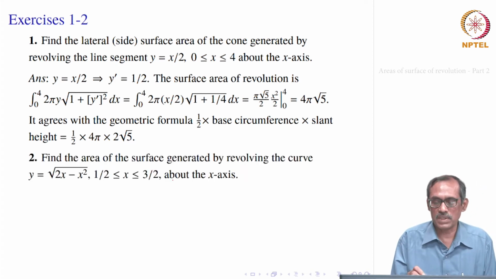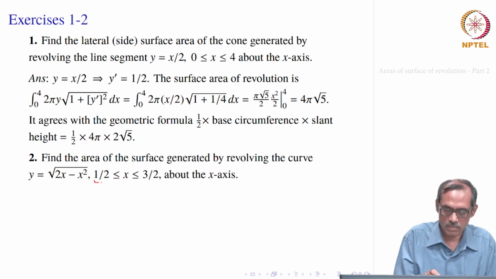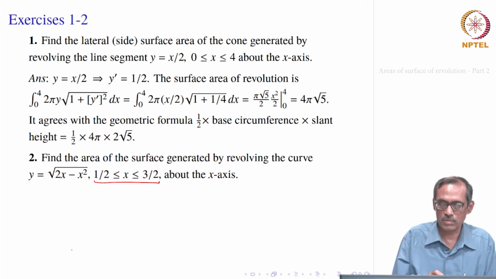Now, find the area of the surface generated by revolving the curve y equal to square root of 2x minus x squared, the portion of the curve which is obtained by varying x between half and 3 by 2, and this surface is generated by revolving this portion or arc of the curve about the x axis.